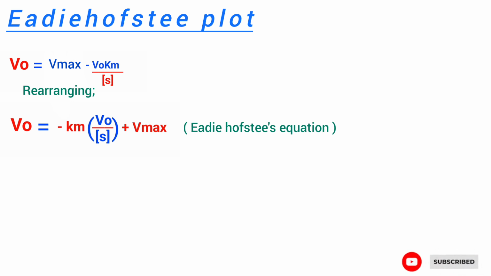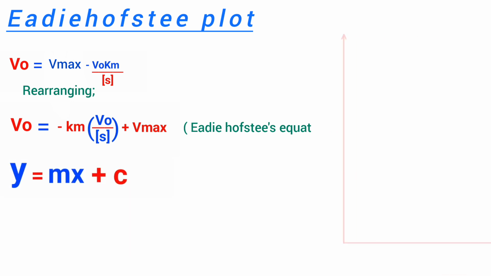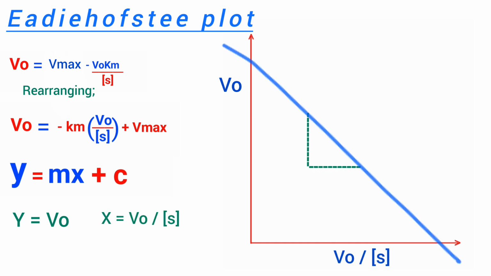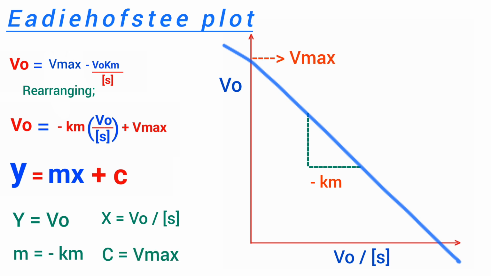This equation is similar to the equation of a straight line, y equals mx plus c, where y is equal to V0, x is equal to V0 over substrate concentration, m, which is the slope, is equal to minus Km. c, which is the y-intercept, is equal to Vmax. Also, the x-intercept is equal to Vmax over Km. And this is the Eadie-Hofstee plot.